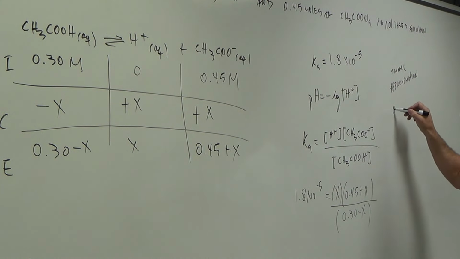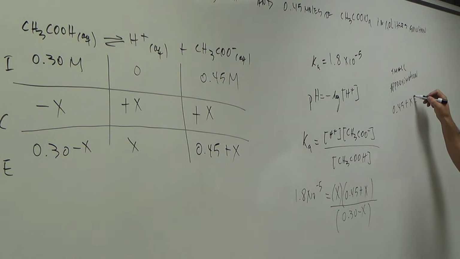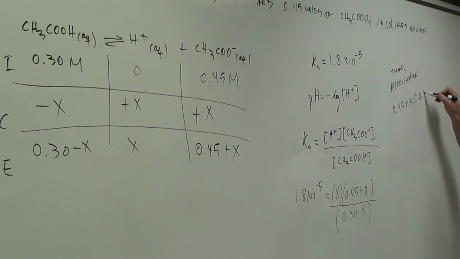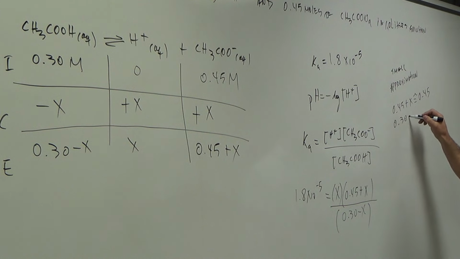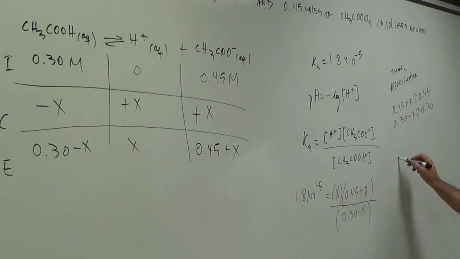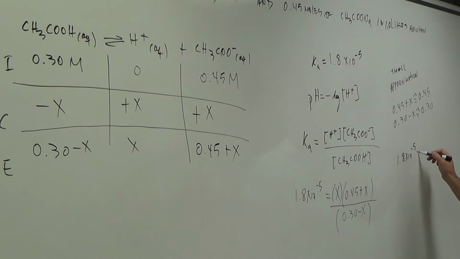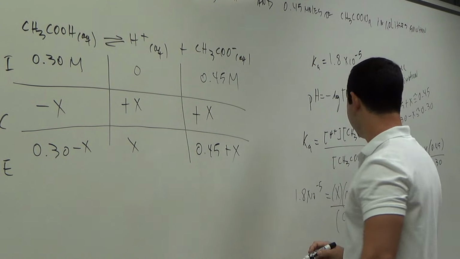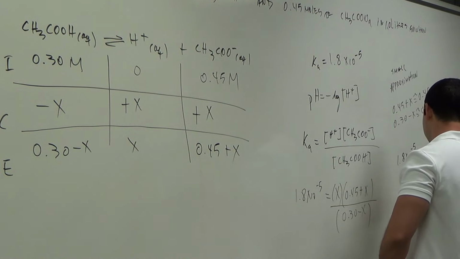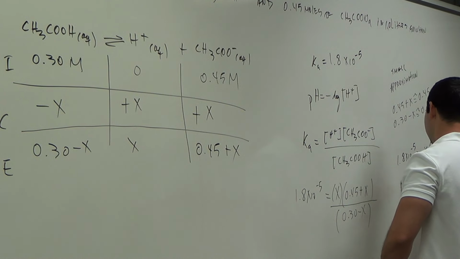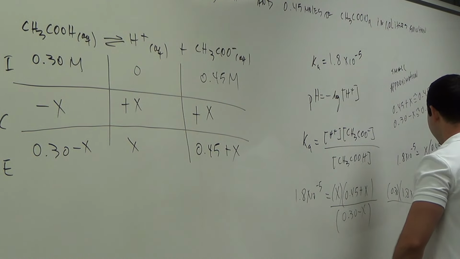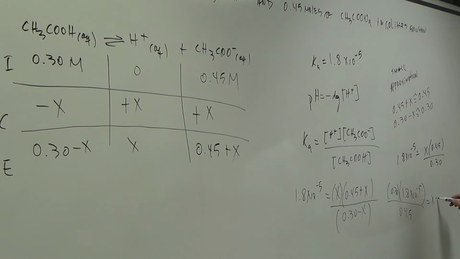So we're going to say that 0.45 plus x is more or less equal to 0.45, and 0.30 minus x is more or less 0.30. That is going to simplify our math to such an extent. Look, that's what it did. And now I am finding x, so 1.8 times 10 to the minus 5 times 0.30 divided by 0.45 will give me x.